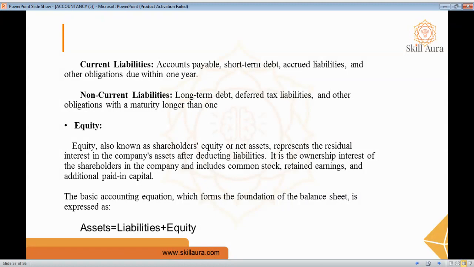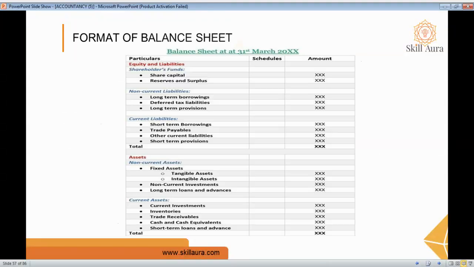It represents the individual interest in the company's assets after deduction of liability, and the ownership interest of the stakeholders in the company. It includes common stock, retained earnings, and other paid-in capital. And also a basic accounting equation which forms the foundation of the balance sheet is: asset equals liability plus equity.